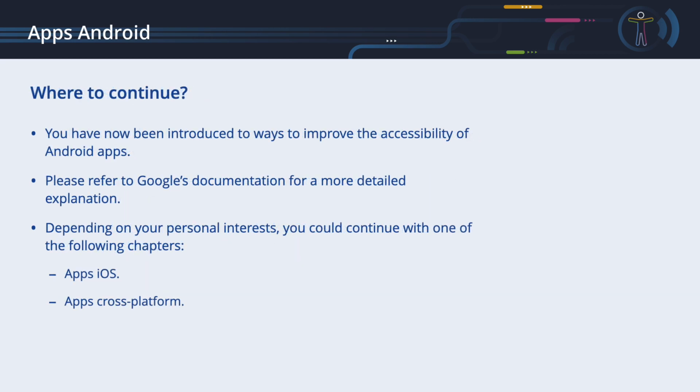Where to continue? You have now been introduced to ways to improve the accessibility of Android apps. In this chapter, we have just scratched the surface of Android accessibility programming. Please refer to Google's documentation for a more detailed explanation. Depending on your personal interests, you could continue with one of the following chapters: Apps iOS, Apps Cross-Platform.